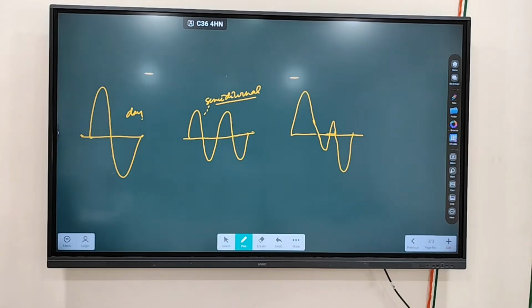So what is diurnal tide? Diurnal tide means one high tide and one low tide that you observe in a day. Semi-diurnal means two high and two low tides that you observe in a day, occurring twice a day. It is called a semi-diurnal tide. Fine.